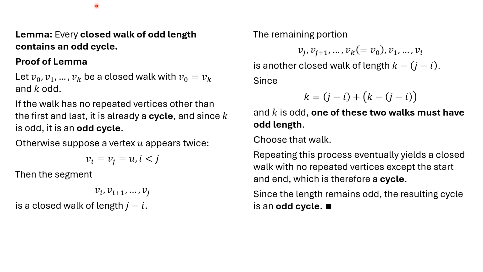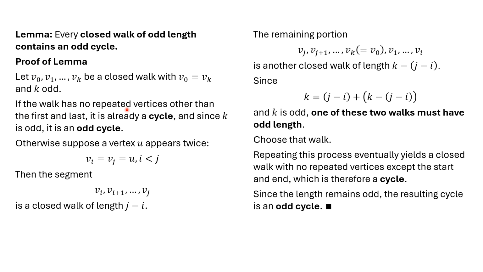So just to remind you, closed walk means you can return to the vertex from where you started, but you may overlap or repeat some of the edges. And an odd cycle doesn't have any repeats. You only hit each edge once on your path back to your starting point. So let v sub 0, v sub 1 up to v sub k be a closed walk where the first vertex and the last are the same. So in other words, you come back to where you started, and let k be odd. And we want to show that there's a cycle inside of this closed walk.